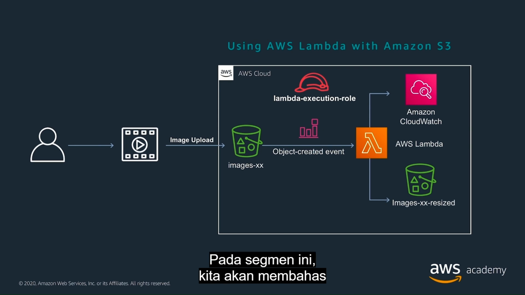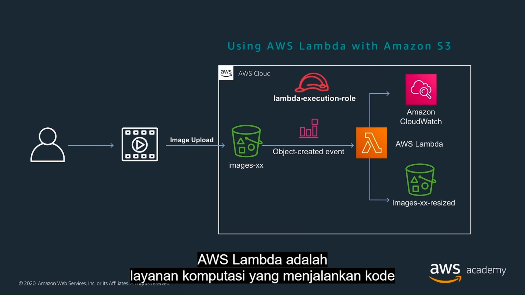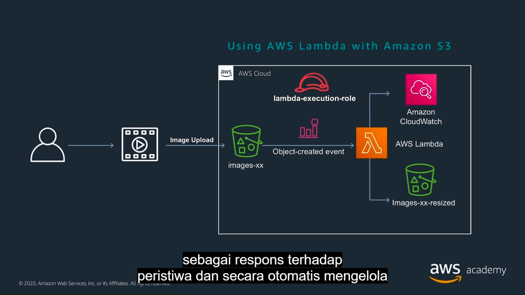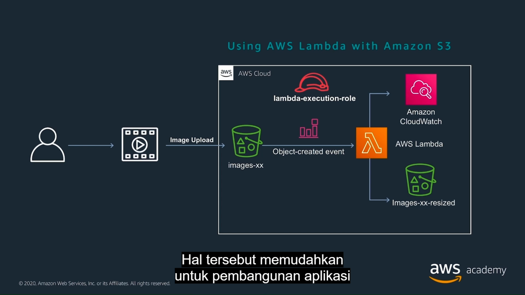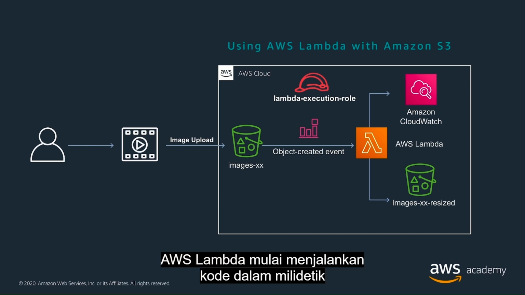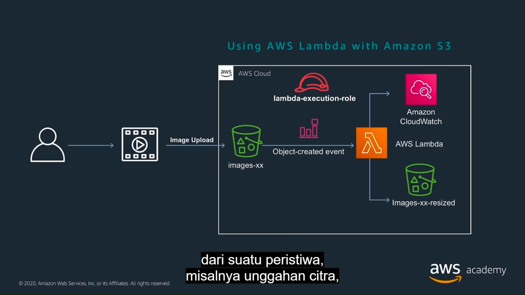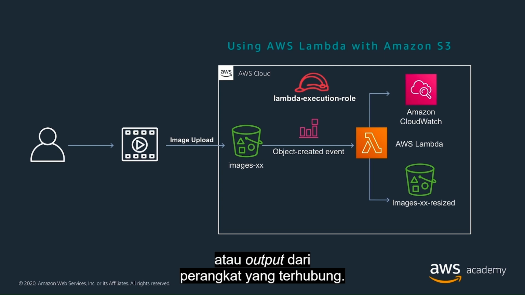In this segment, we're going to be discussing how to use AWS Lambda with Amazon S3. AWS Lambda is a compute service that runs your code in response to events and automatically manages the compute resources for you. This makes it easy to build applications that respond quickly to new information. AWS Lambda starts running your code within milliseconds of an event, such as an image upload, an application activity, a website click, or output from a connected device.